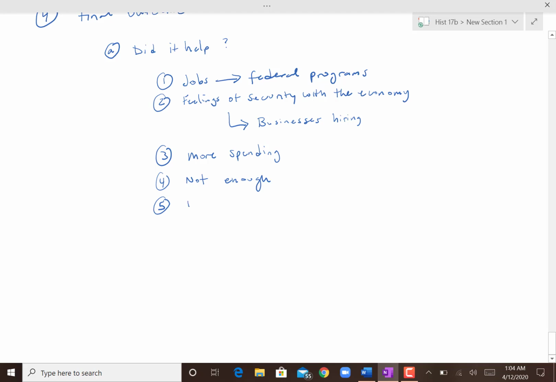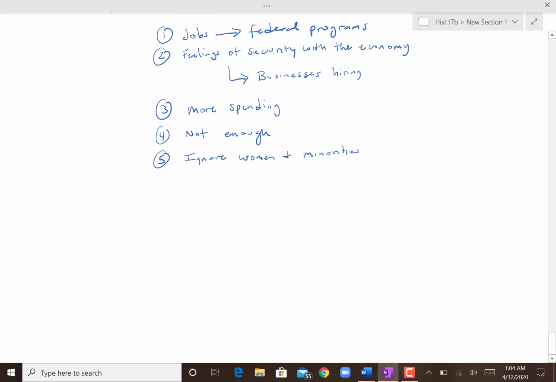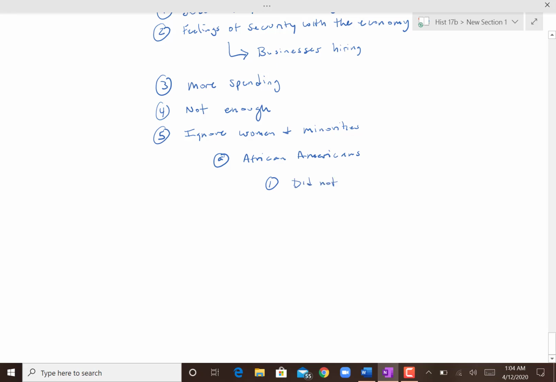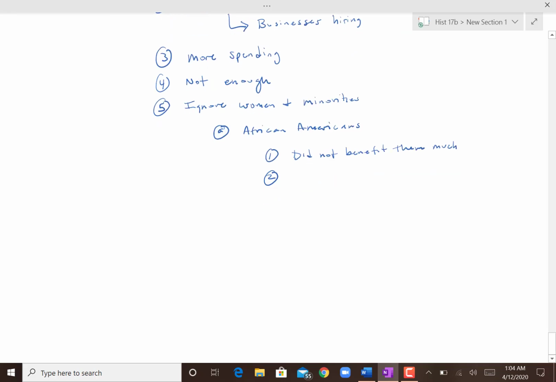It wasn't enough for the entire U.S. population, because it generally ignored women and minorities. These groups were largely left out from having the New Deals benefit in any way. You had, for African Americans, largely the New Deals did not benefit them much. Either they weren't provided any opportunity to use it, or they weren't allowed to get jobs, like the Civilian Conservation Corps was not hiring black men for most of those projects.